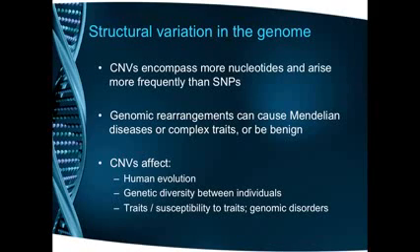And they can cause Mendelian diseases or complex traits, and they can be clinically innocent as well. What we do know now is that they have affected human evolution, and they contribute to the genetic diversity between individuals, and also traits as well as the susceptibility to traits. And because they affect the higher architecture features of the genome, they've also been dubbed genomic disorders.